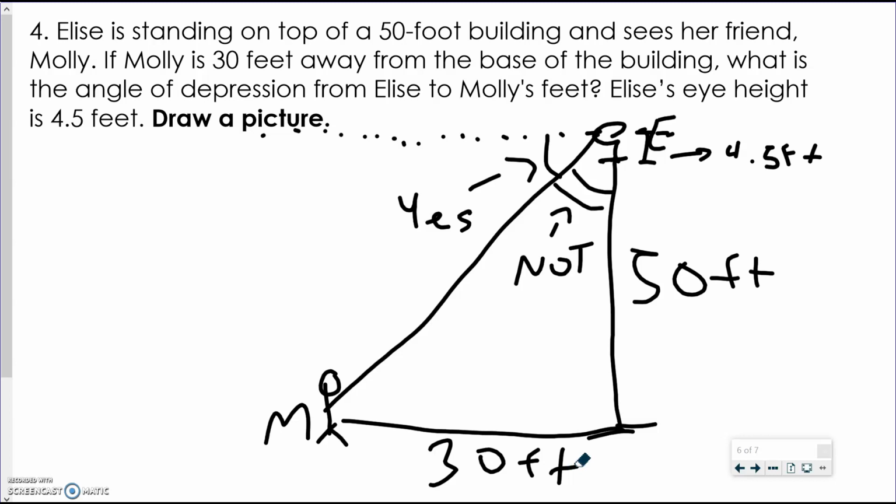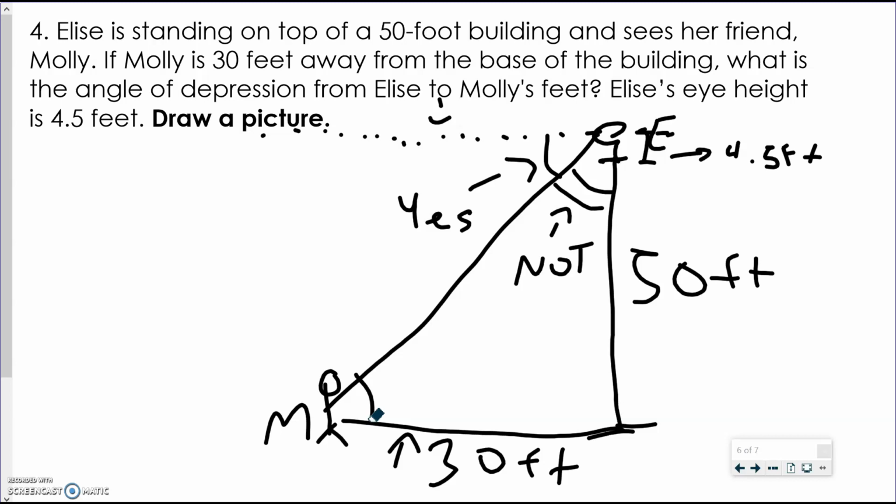Now, there are a couple of ways we can solve for this. Number one, we notice that this horizontal line of sight up here and the ground are parallel to each other. Because these lines are parallel, we know that this angle right here, I'm going to call it angle M for Molly, and the angle of depression from Elise's horizontal line of sight looking down are equal to each other because they are alternate interior angles.